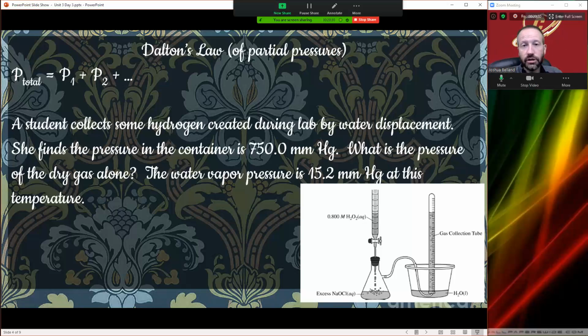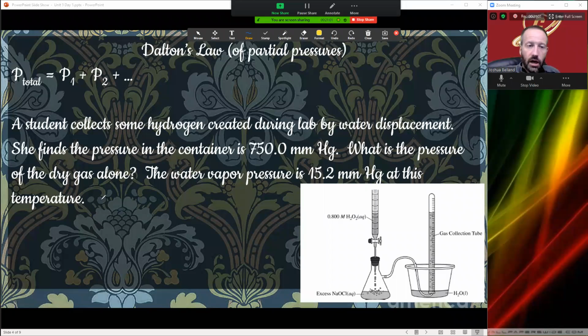Student collects some hydrogen created during the lab by water displacement. She finds the pressure in the container, so the total pressure up here is 750 millimeters of mercury. What is the pressure of the dry gas alone? Because I want to do other experiments with the gas. I don't want water vapor in my calculations at all. So I'm going to use Dalton's law of partial pressure here.